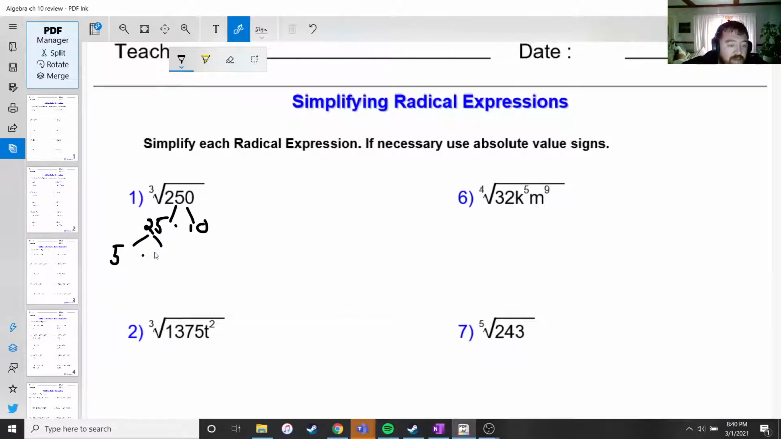And we're going to do 5 times 5. And 10 breaks down into 5 times 2. So altogether our prime factors are 5 times 5 times 5 times 2. That'll give us 250. Now since we have this cube root here, what I want to do is find groups of 3 of the exact same numbers. I found one here with 5.